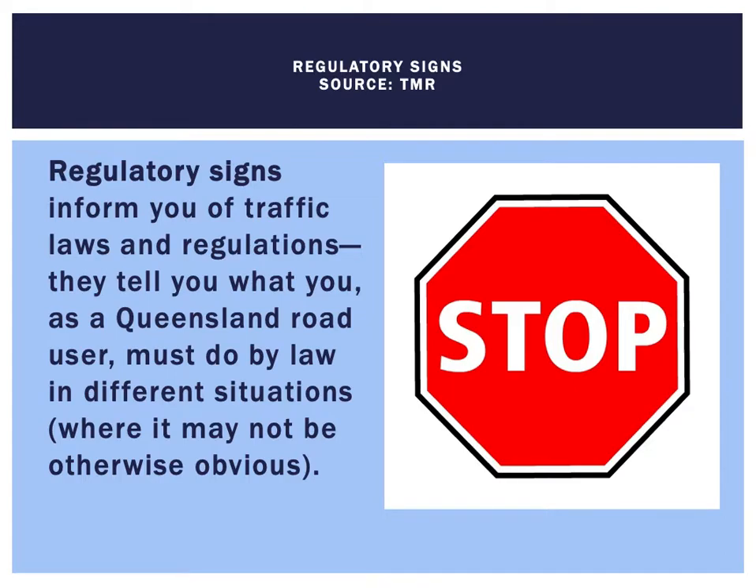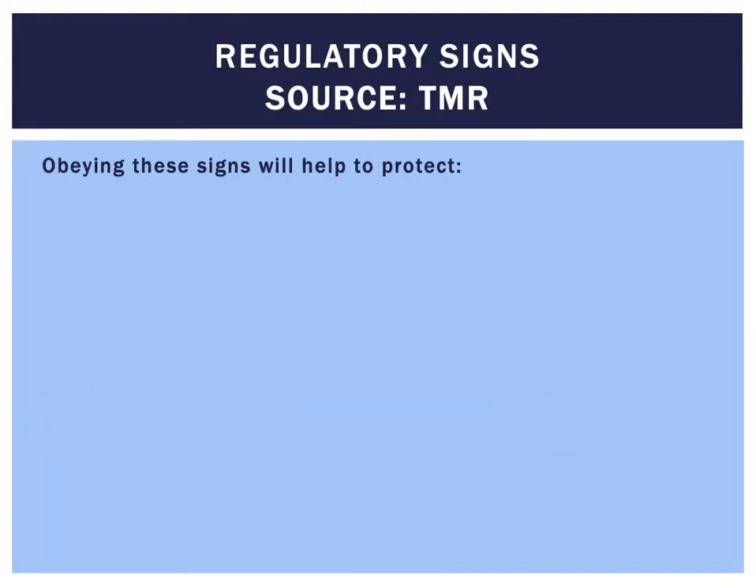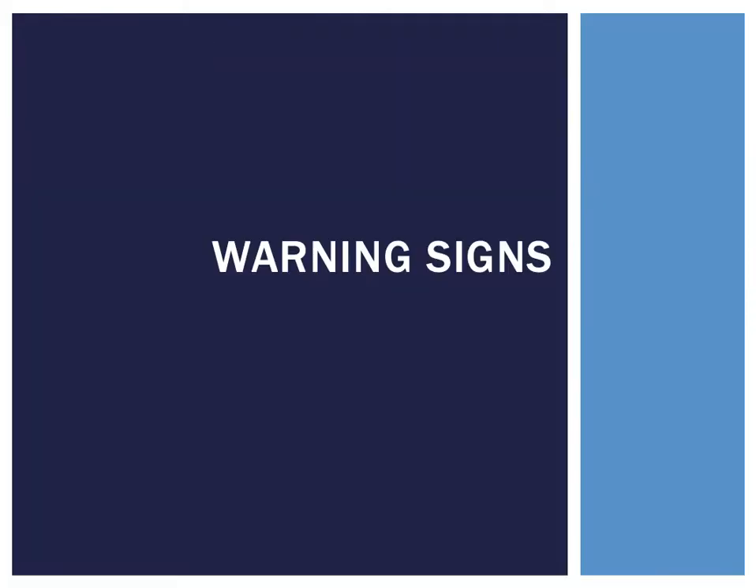not be otherwise obvious. Regulatory signs come in 4 distinct shapes: octagons, rectangles, circles, and triangles. Obeying these signs will help to protect you, your passengers, other motorists, cyclists, and pedestrians.